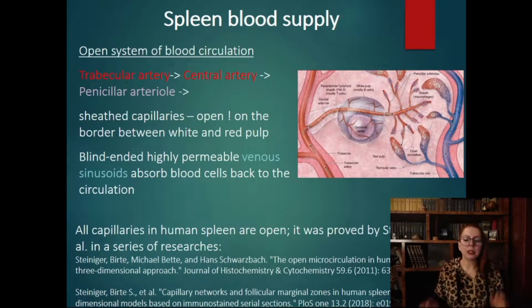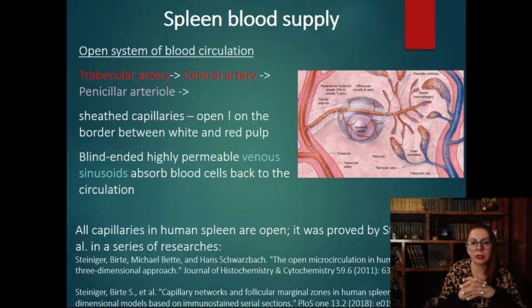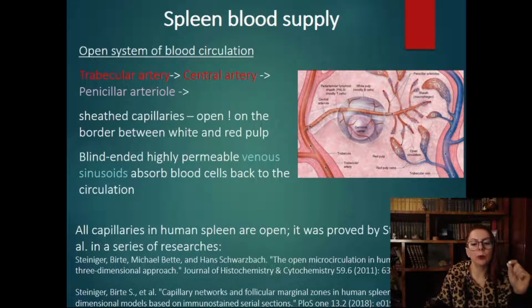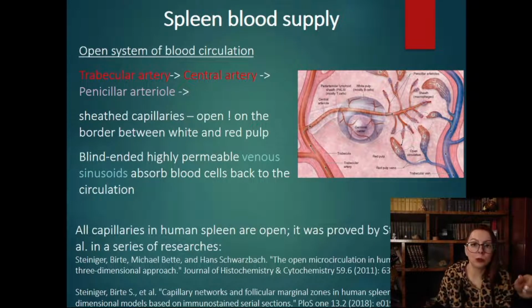Okay, and before discussing the spleen, we have to discuss the system of its blood circulation, because it is impossible to understand how it works without imagining its blood vessels. So the spleen is a very unusual organ in our body because it has an open system of blood circulation. What does it mean? It means that blood simply leaks out of blood vessels.